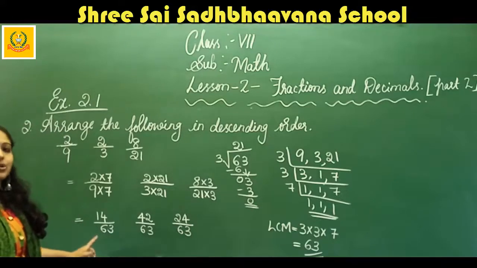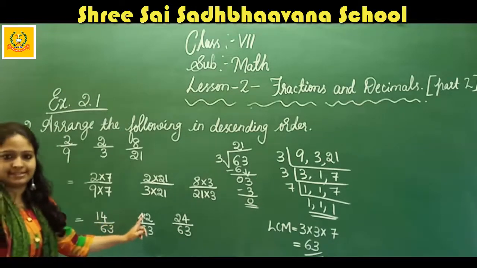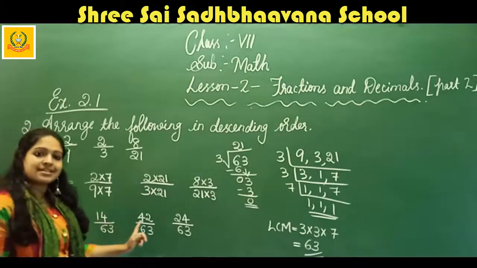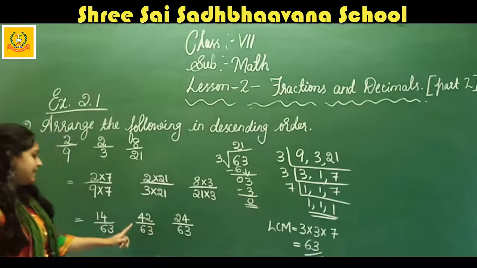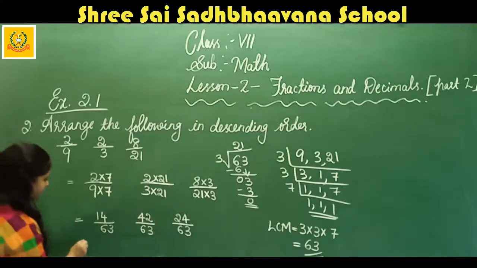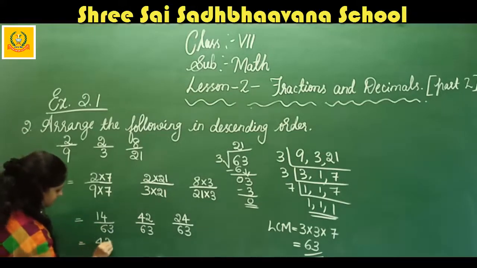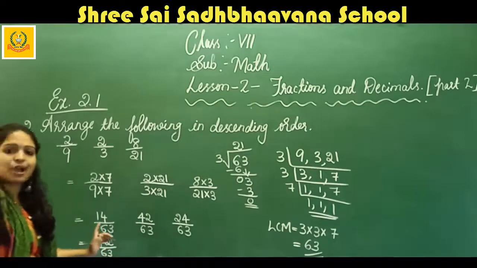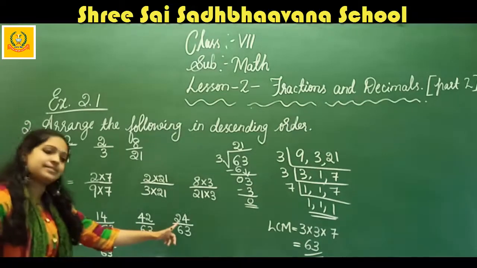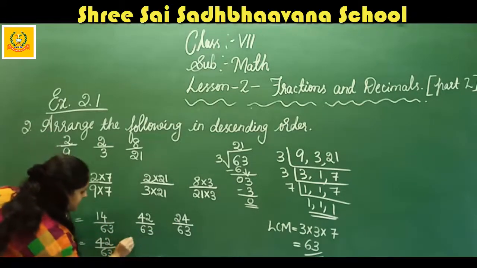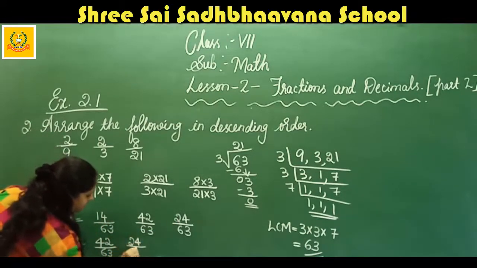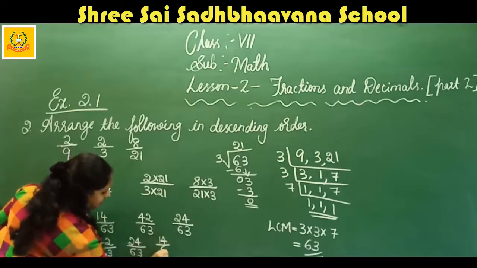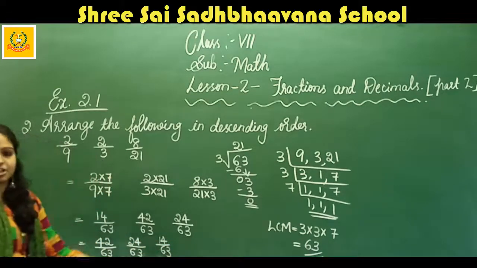So now what you can do? You can compare the numerators. So which one is the biggest numerator here? That is 42 by 63. Then which one I have to write next? Next highest is the 24 by 63. And finally 14 by 63. These are the converted fractions.